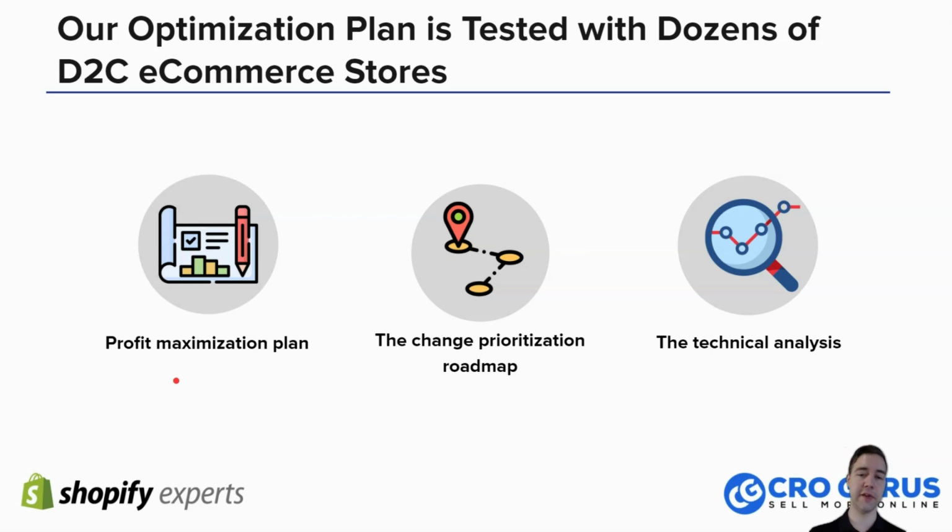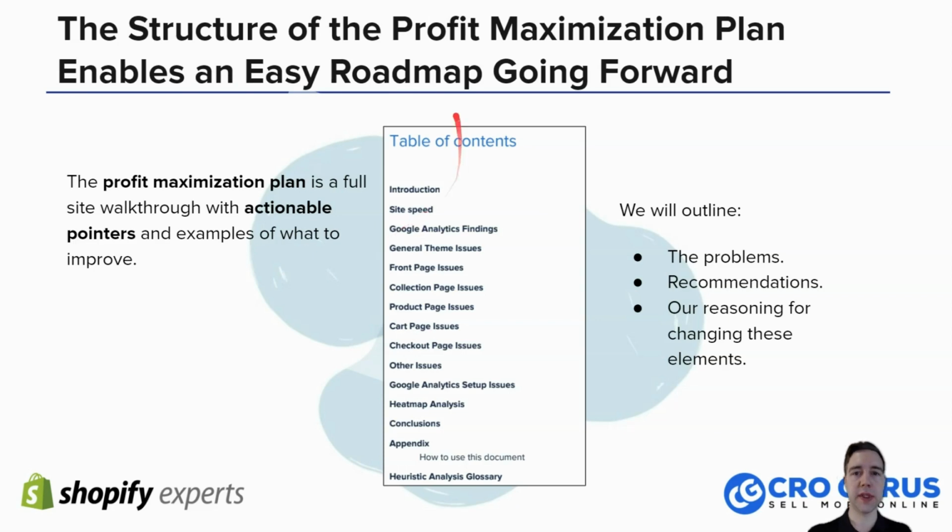And then we have a change prioritization roadmap, mapping out those changes from the profit maximization plan for ease and impact, so you can have a prioritized list of suggestions. And then we have a technical analysis, which is a technical tester going through the site with different mobile devices and browsers. So this sounds interesting. Let's move on, and we'll start from the profit maximization plan here.